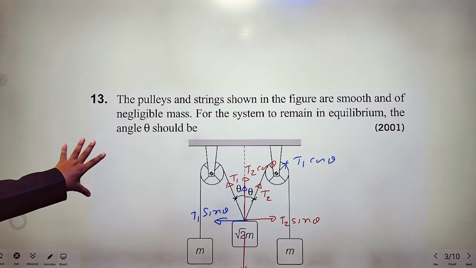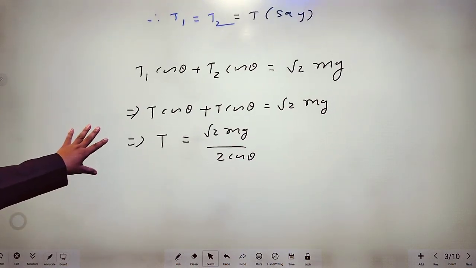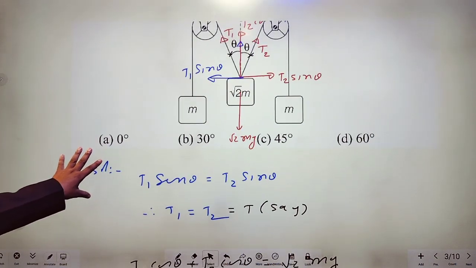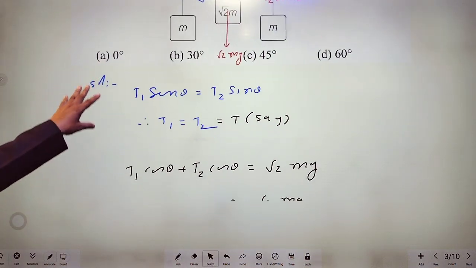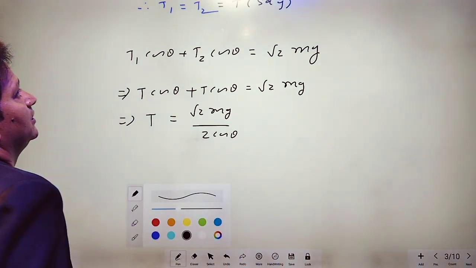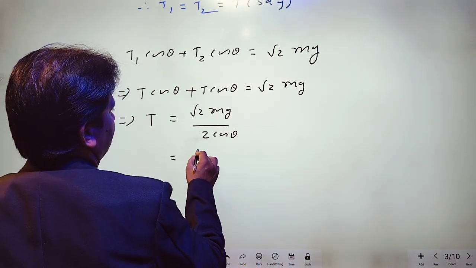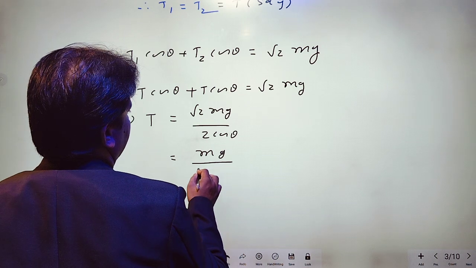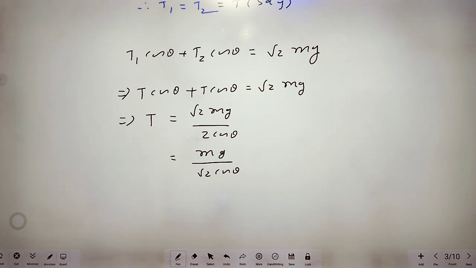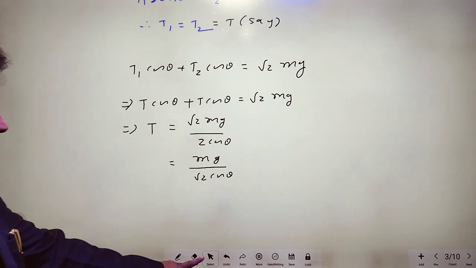We have to find angle theta. What is the value of theta? This will be equal to mg divided by root 2 cos theta. This is tension. We have to find angle theta.